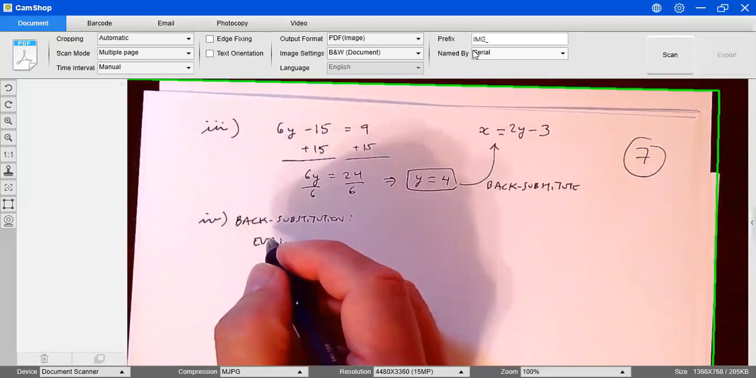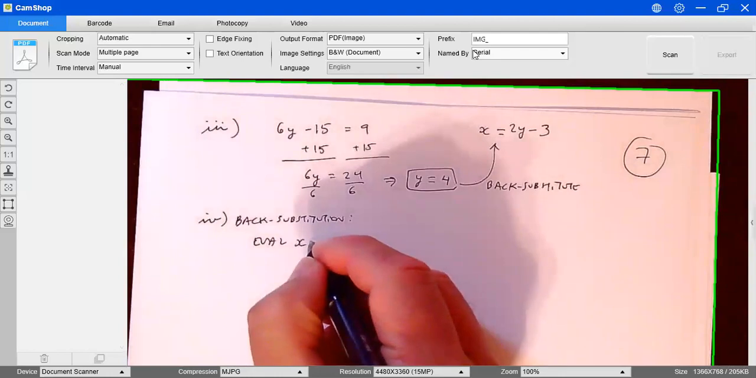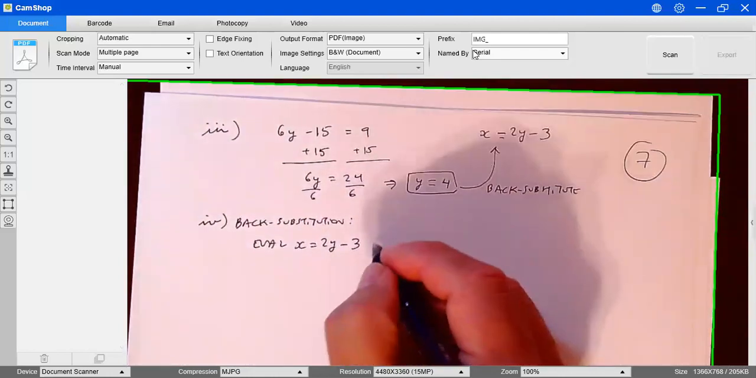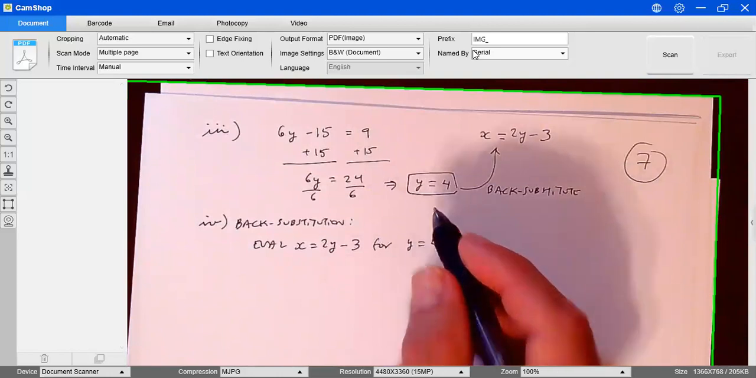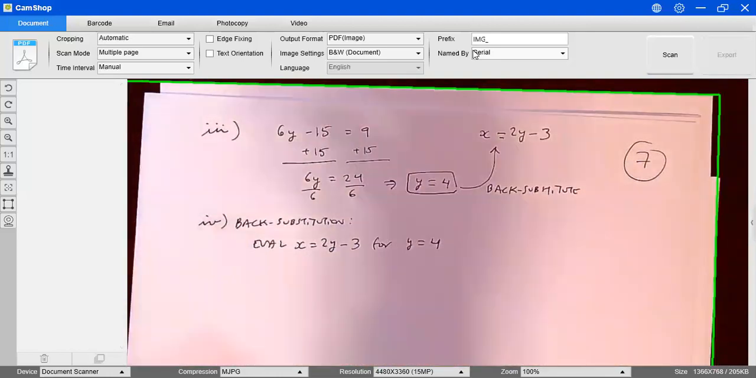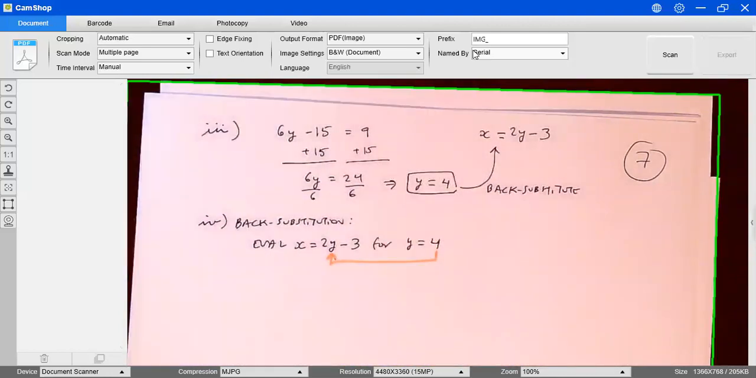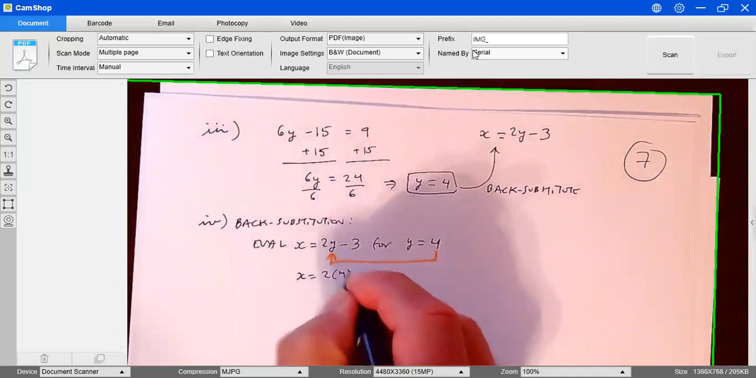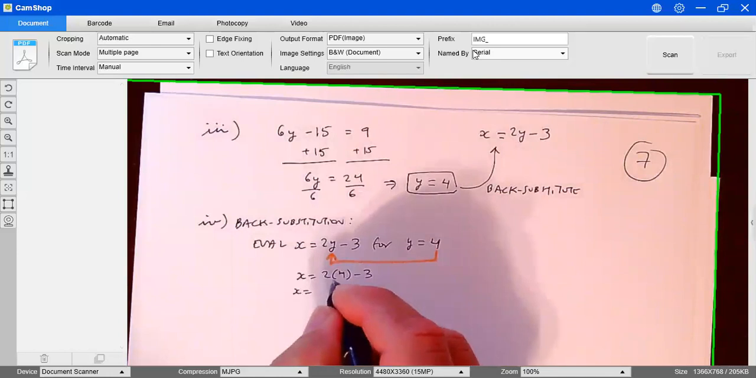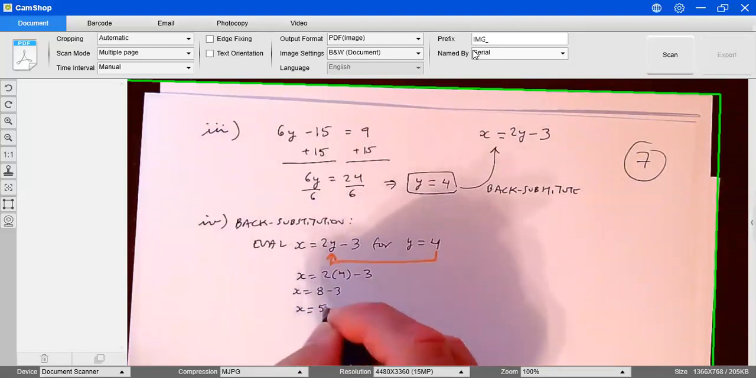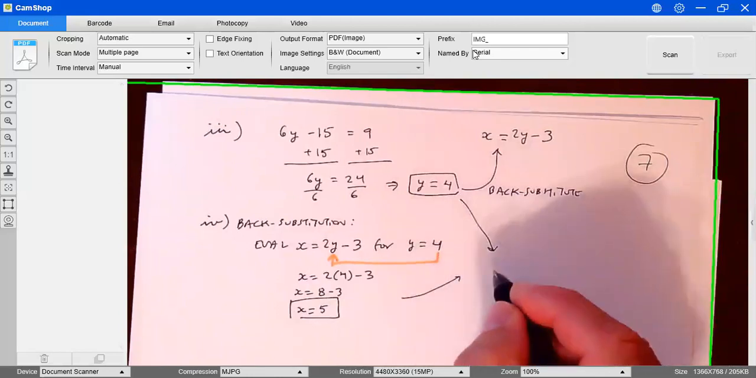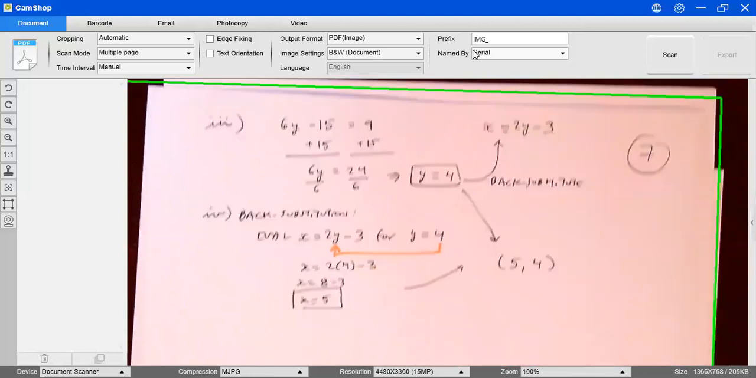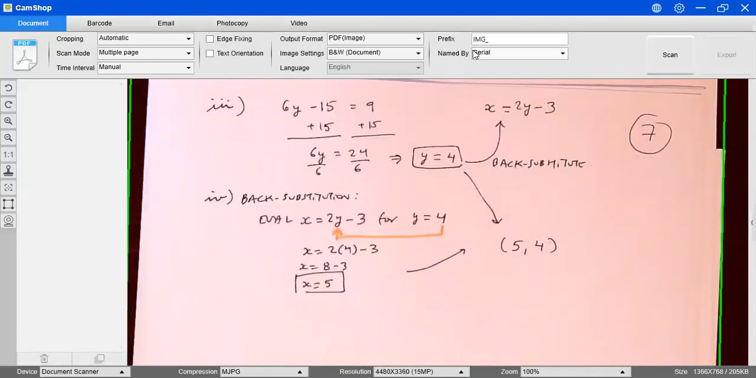So we're going to evaluate the equation from step 1, x equals 2y minus 3, for the value of the variable that we just obtained, y equals 4. So here we're going to replace y with 4. So we're going to get x equals 2 times 4 minus 3. So x equals 8 minus 3. So x equals 5. So now we have two values. So I have 5, 4. That's the solution that we need to test to be sure that we got the right answer.